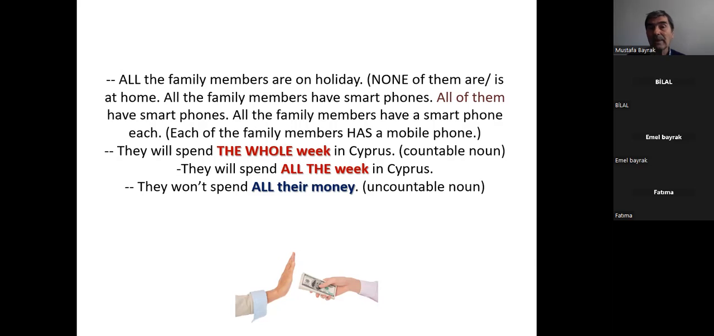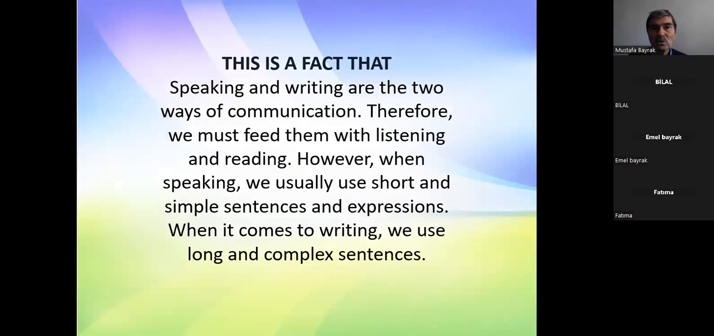We use whole before the countable nouns, okay? But we use all the only before the uncountable nouns. All the meat, all the milk, all the yogurt, but the whole month, the whole year, the whole glass. He finished the whole glass, for example.